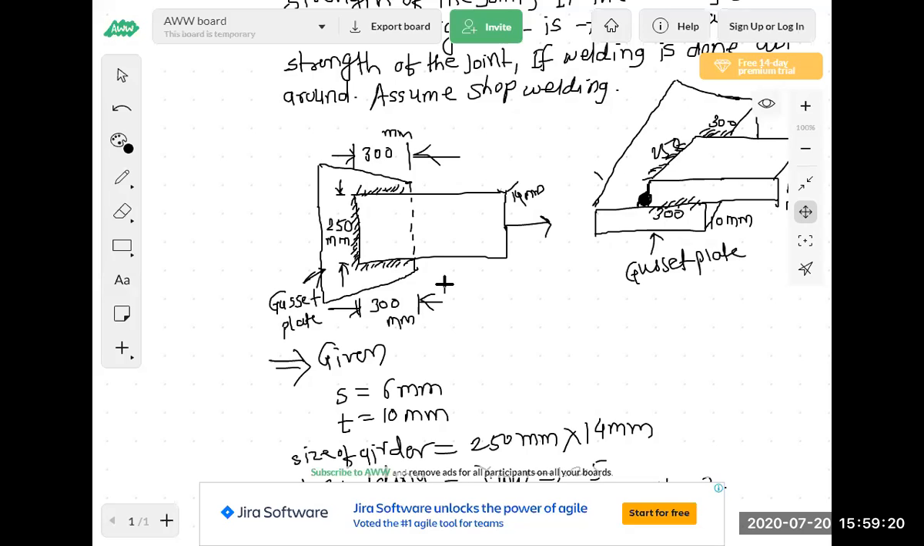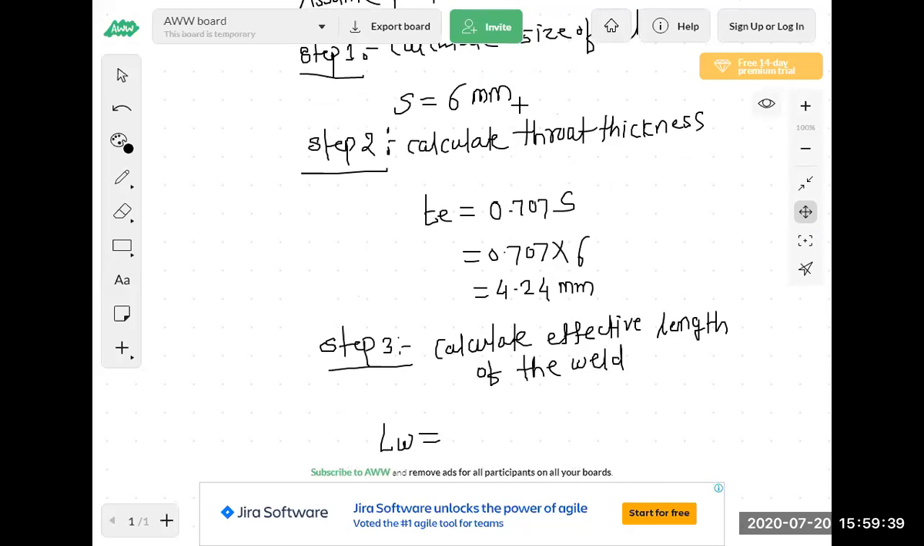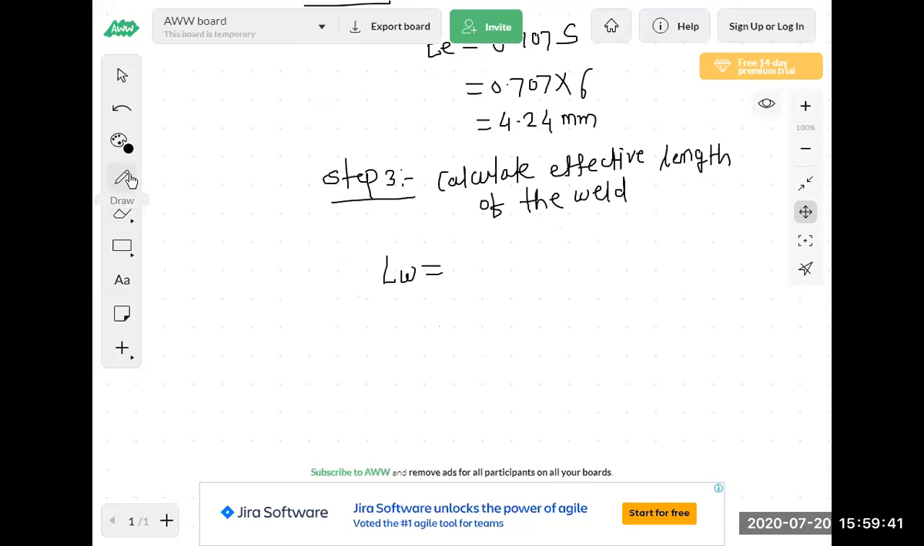Are you getting? Now we have to calculate the effective length of weld. Means we have to add these 3 lengths, which they have given in the problem statement. Means we have to add 250 plus 300 plus 300. That is simple. So here effective length is equal to 2 into 300 plus 250.